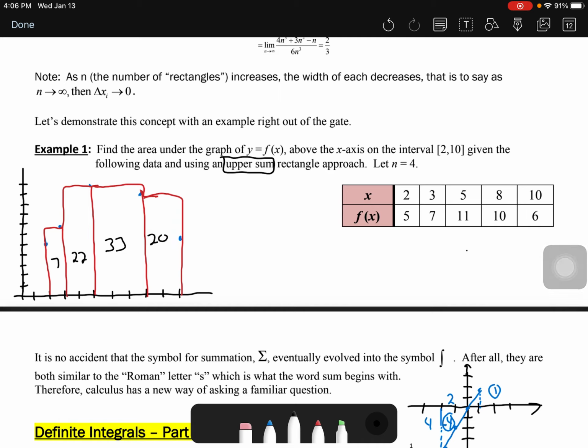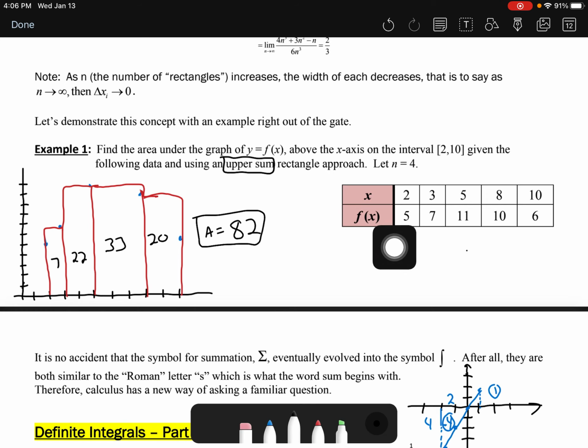Okay, so I'm going to add 7 plus 22, it's 29, and then 33, it's 53, and then 20, that should be 82, so I'm going to get 82 for my value there. That would be my area. Area is 82, and that's using the upper sum idea. So the idea, we're just taking the bigger of the two.